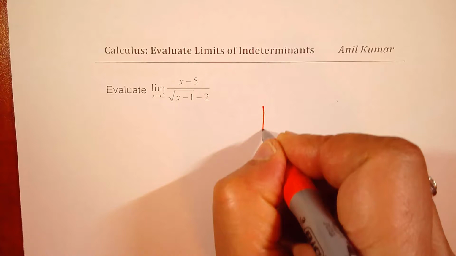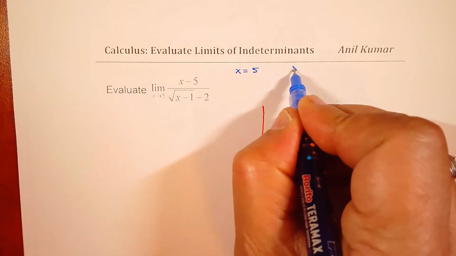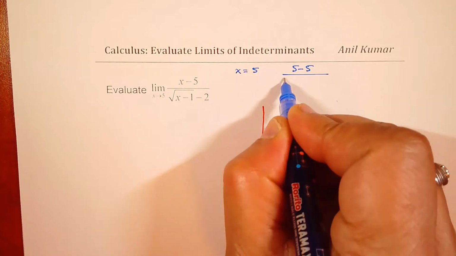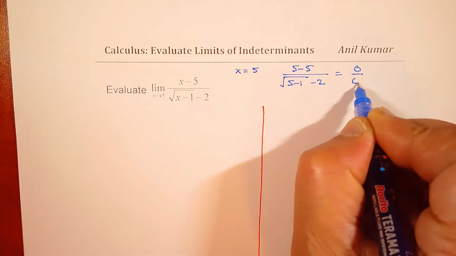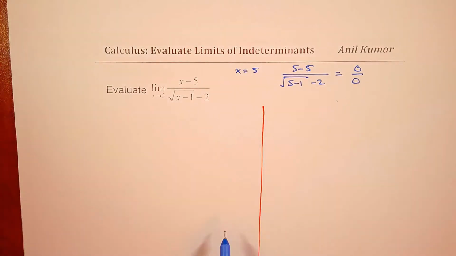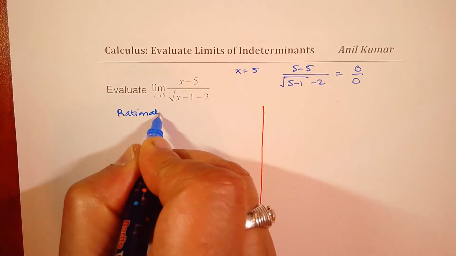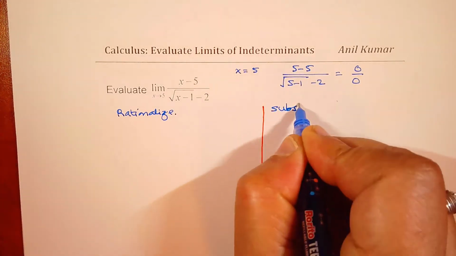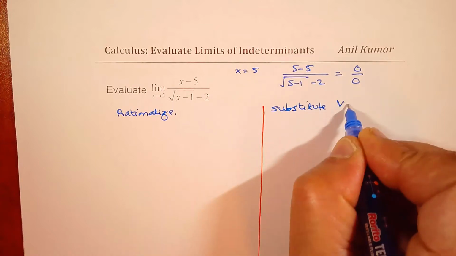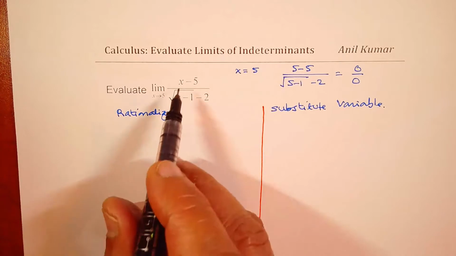What we realize here is that if I substitute x equals 5, I do get 5 minus 5 over square root of 5 minus 1 minus 2, which is 0 over 0. So it is an indeterminate form. We could either rationalize or we could even substitute a variable. So we'll adopt both the approaches in this particular solution. Let's do it by rationalization first.